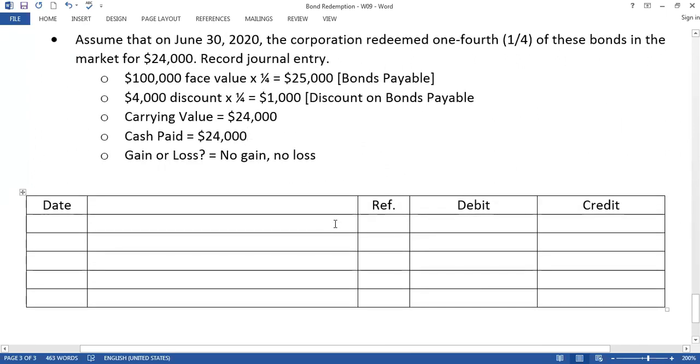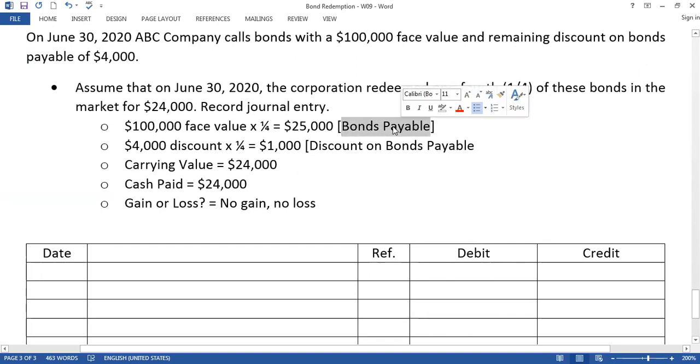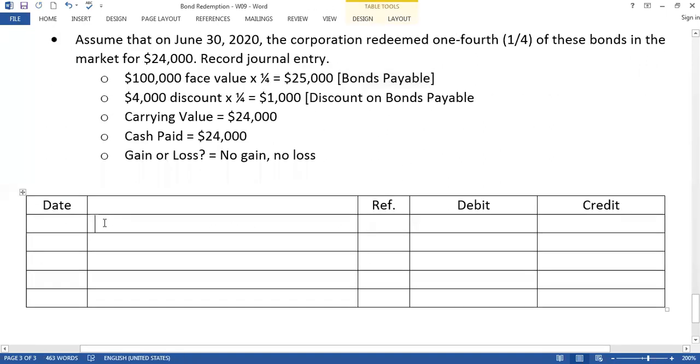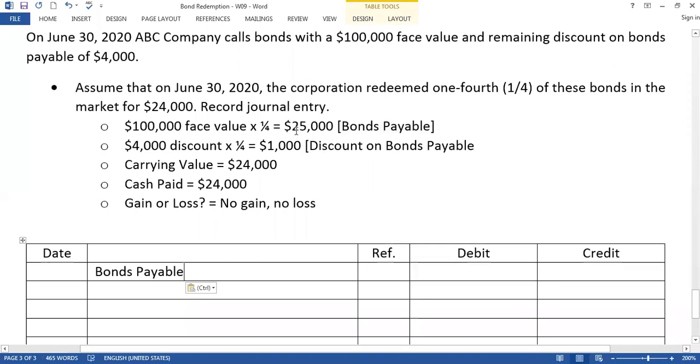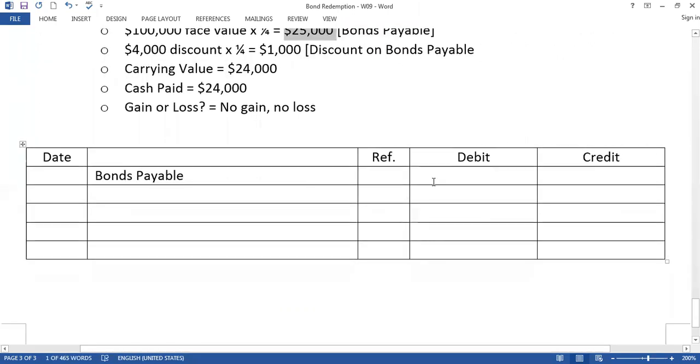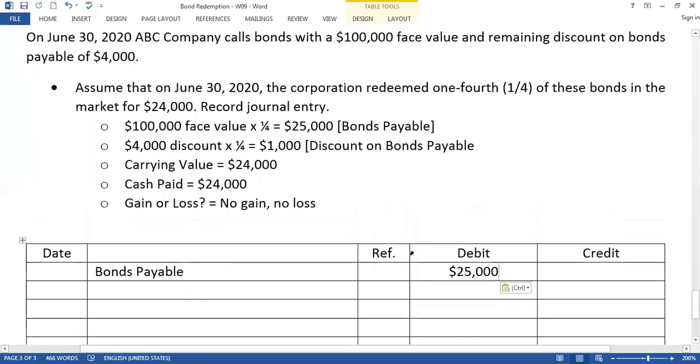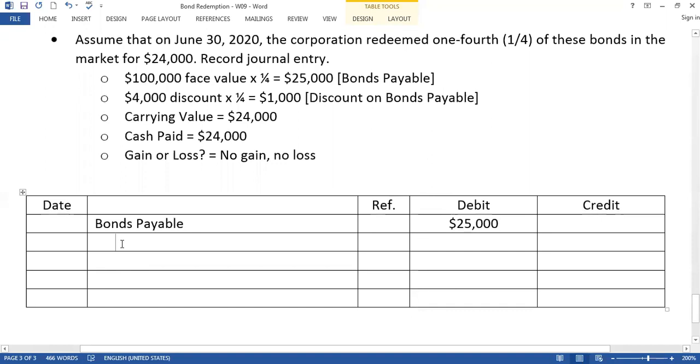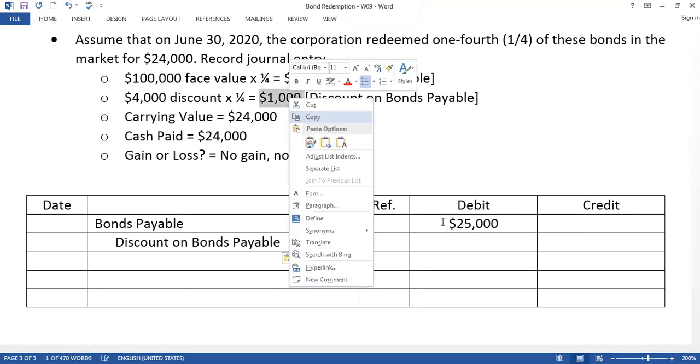We have to close this bond. First, close bonds payable. Bonds payable normal balance is credit, so to close, make it debit. How much? 1/4, which is $25,000. Then we close discount on bonds payable. Its normal balance is debit, so to close, make it credit. How much? $1,000.